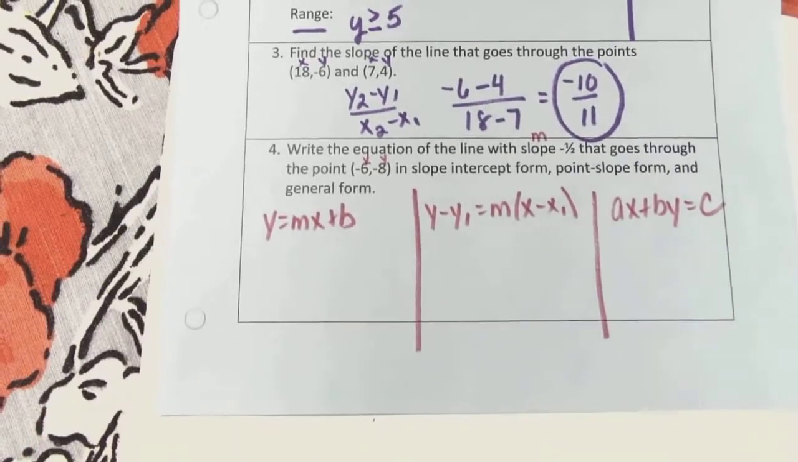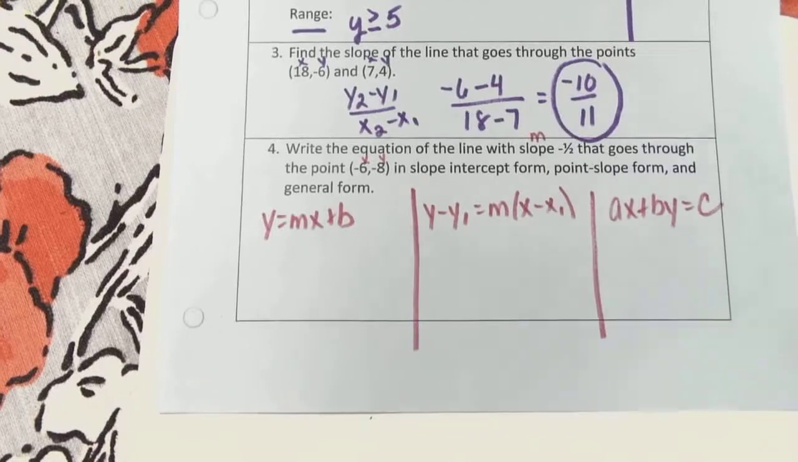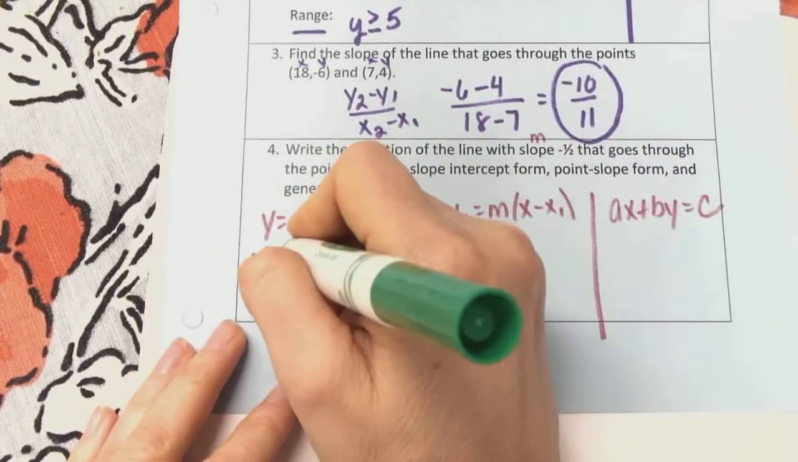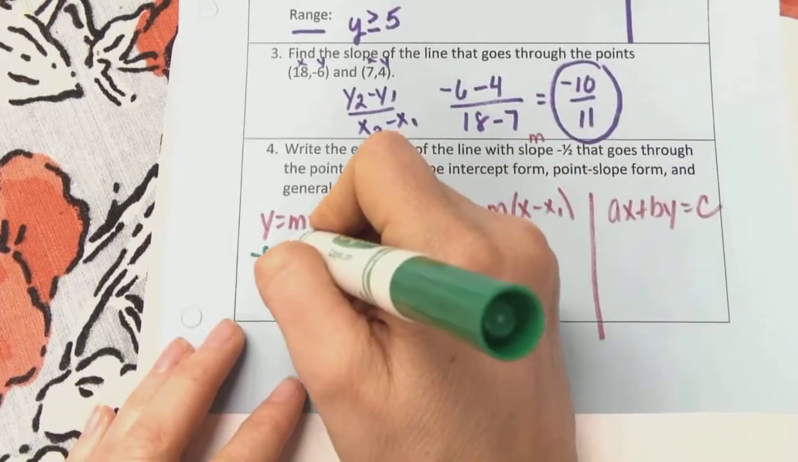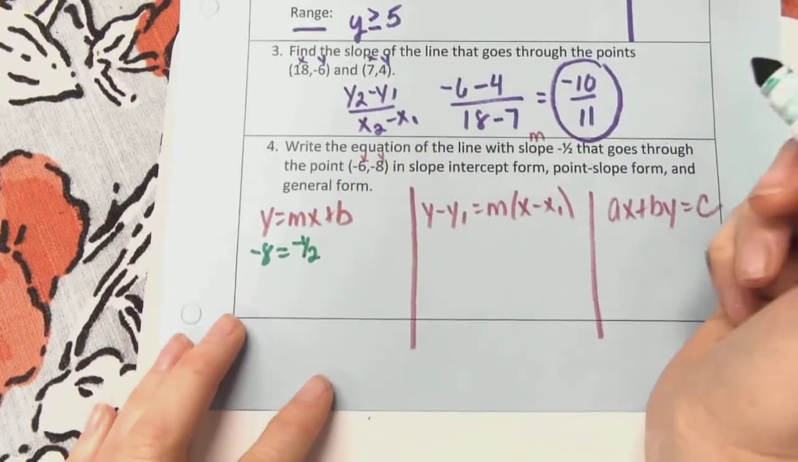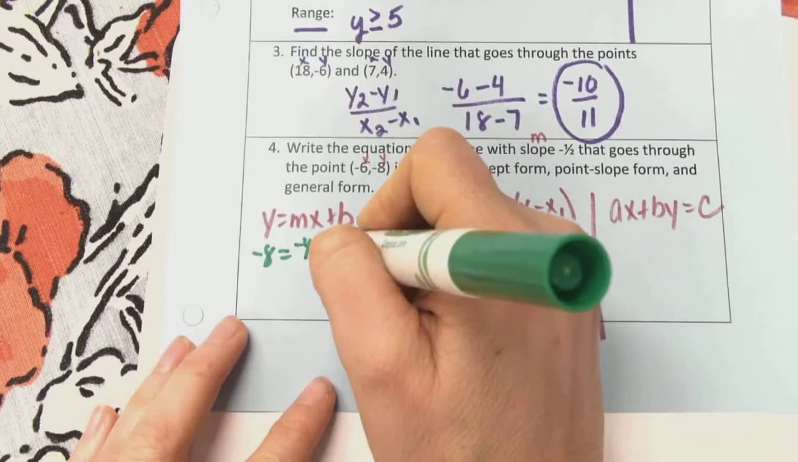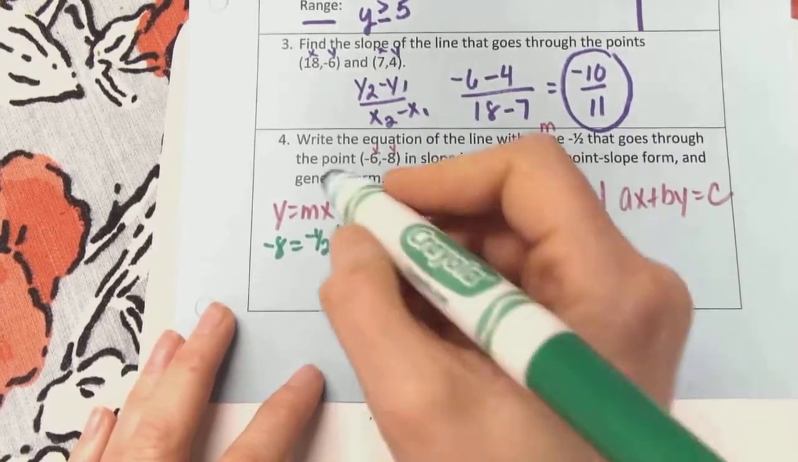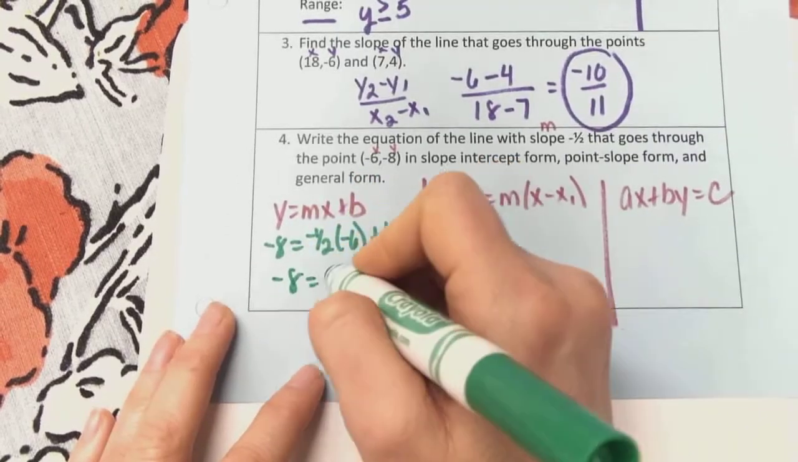Let's go through slope-intercept form first. The point that you're plugging in is -6, -8. -8's the y. It's one of many points on the line. The slope is -1/2, or m is -1/2. The x is -6 plus b. -1/2 times -6 is 3.